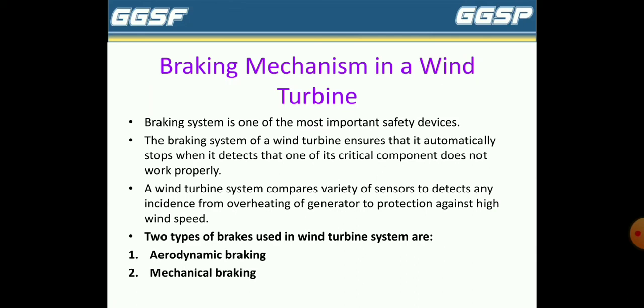Braking mechanism in a wind turbine. Braking system is one of the most important safety devices. The braking system of the wind turbine ensures that it automatically stops when it detects that one of the critical components does not work properly. A wind turbine system uses a variety of sensors to detect an incident from overheating of generator or to protect against high wind speed. So there are two types of brakes used in wind turbine. First is aerodynamic braking system and second is mechanical braking system.